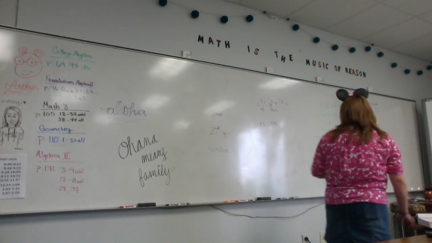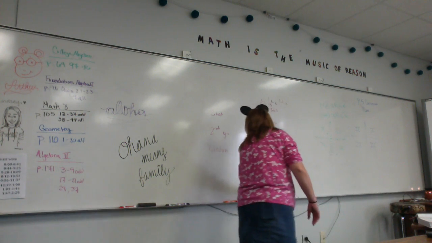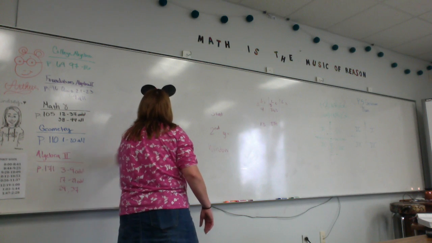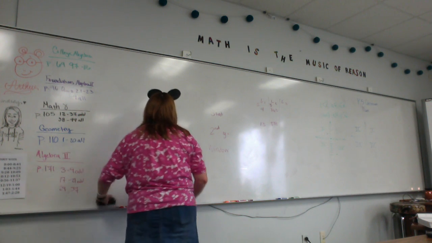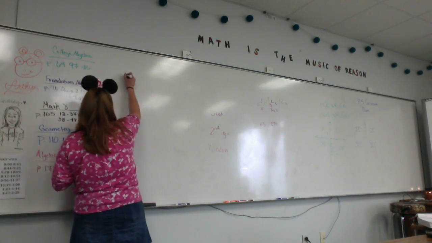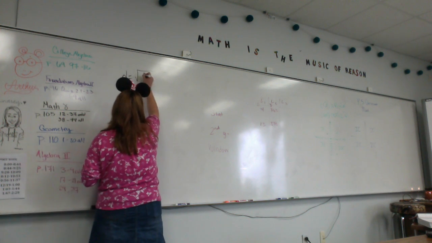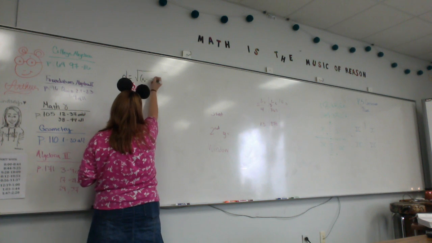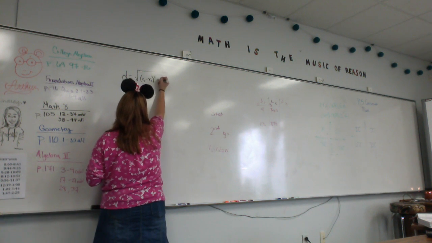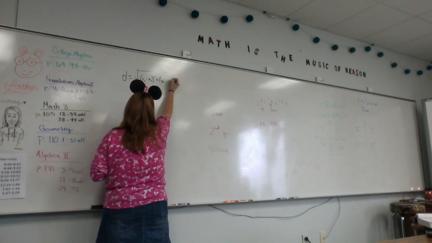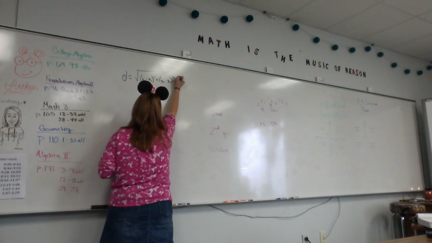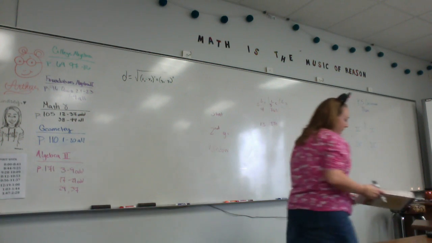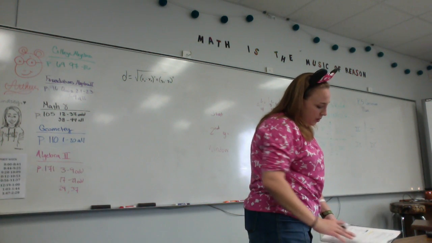Who remembers what the distance formula is? D equals the square root of x1 minus x2 squared plus y1 minus y2 squared. Yeah, what is it? Oh, I was doing the quadratic formula. Okay, so the distance formula we're going to need to know.